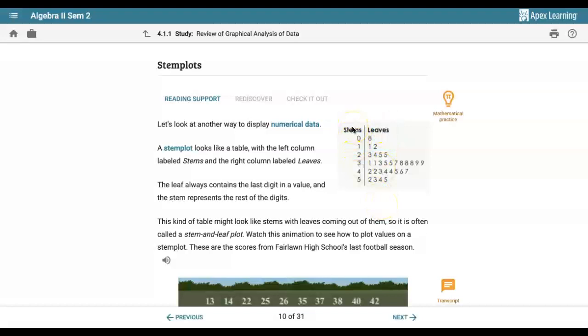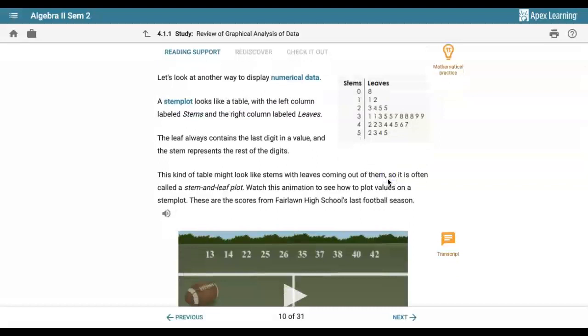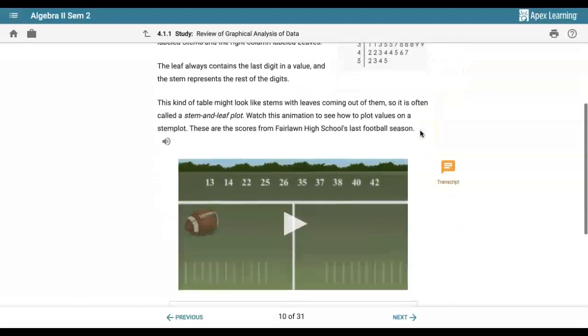If we look here, we've got digits between 0 and 5. Our leaves here are the second digits. So if we look here, the stem is 1, the leaf is 1 as well. So 1 and 1 makes the number 11. Also 1 and 2, that's 12. If we go down here, we've got 23, 24, 25, 25. So we have a way of displaying this data here.